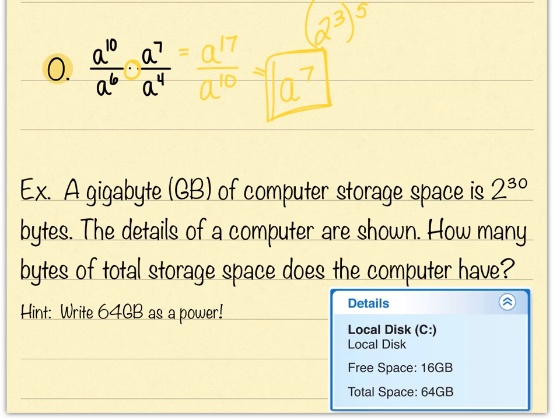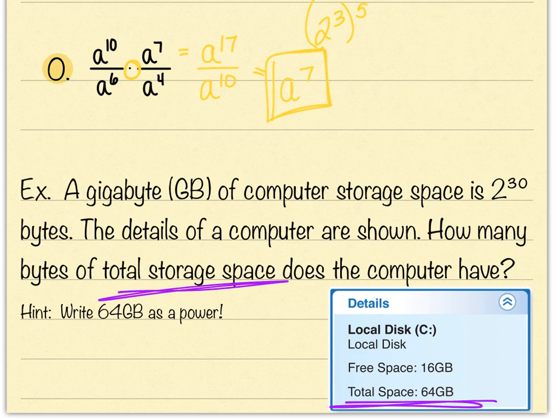This next example, it's nice to get a story problem in here every once in a while. It says a gigabyte of computer storage space is 2 to the 30th bytes. Maybe some of you are more familiar with this than I am. The details of a computer are shown. How many bytes of total storage space does the computer have? It says the total storage space is 64 gigabytes.